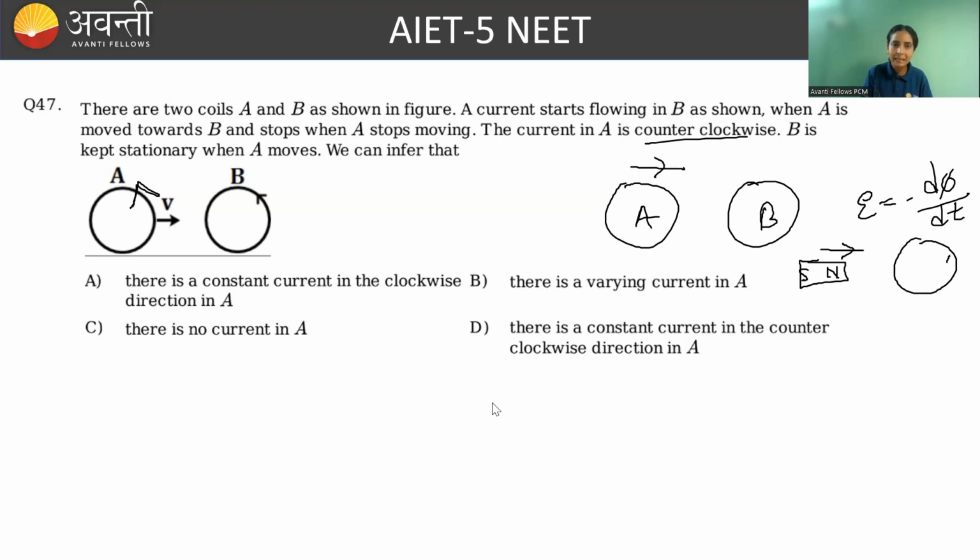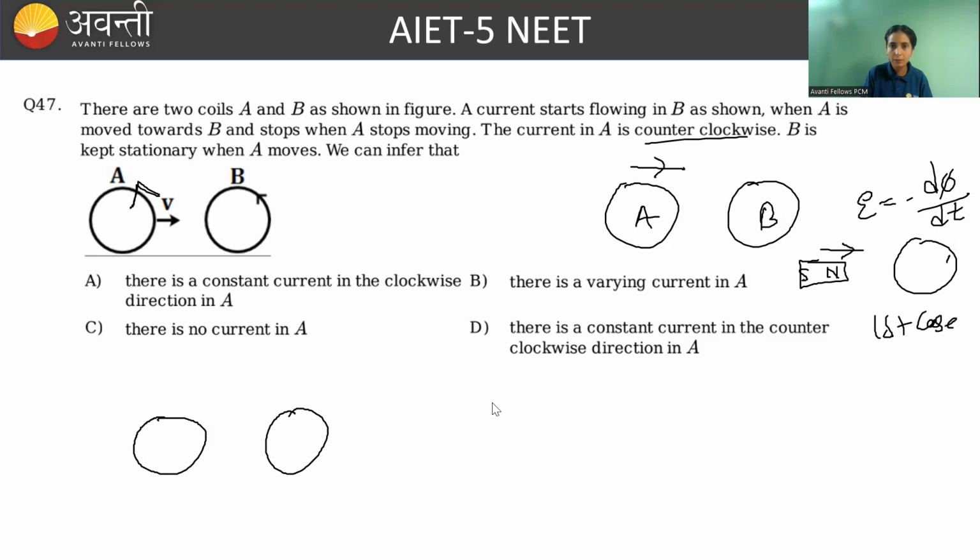Now, what can we infer from here? You can see that we have seen in Faraday's three experiments that there are three methods of generating current in an adjacent coil. Those three methods were like what? In the first case, what we did was this.